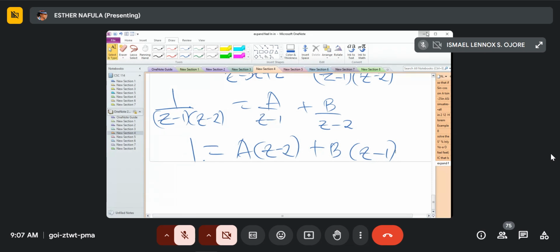Is anyone done? What are the values of the constants a and b?